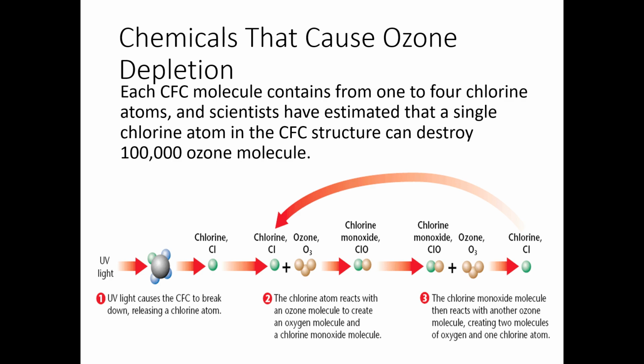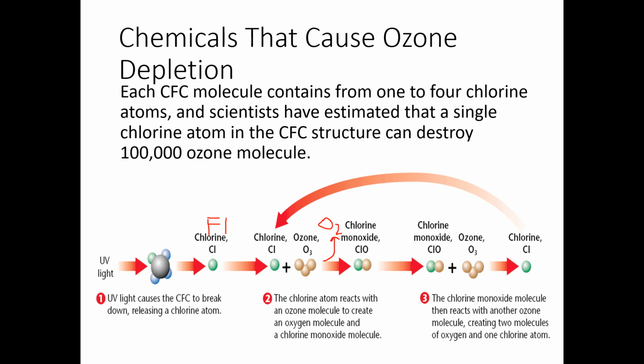This is the mechanism of how the CFC molecule breaks down and attacks an ozone molecule. Starting from the left, you have UV light. This UV light is going to break apart the CFC molecule, releasing a chlorine, or this could also be fluorine, but they're just showing chlorine here. The chlorine will react with ozone and break it down to form chlorine monoxide, ClO, and molecular oxygen. So coming off here, you have O2 as well.